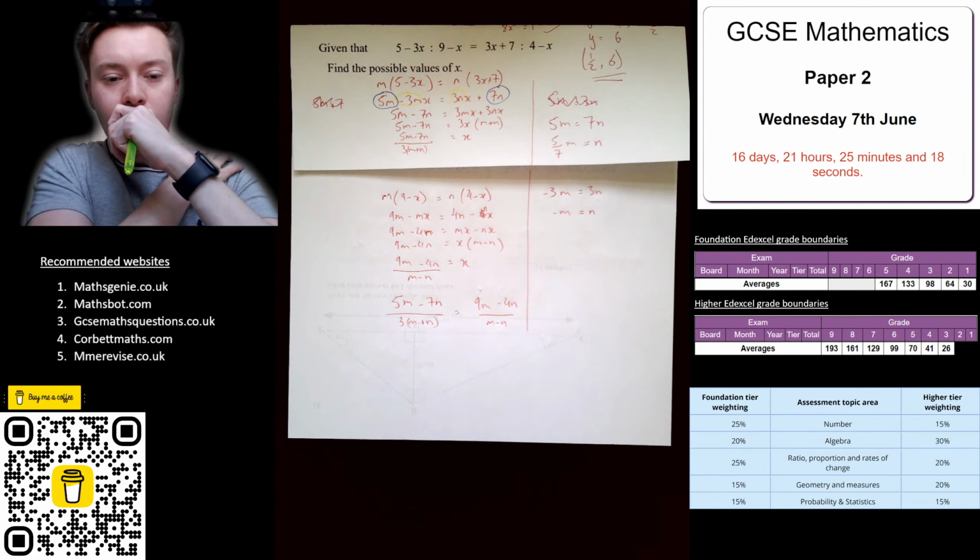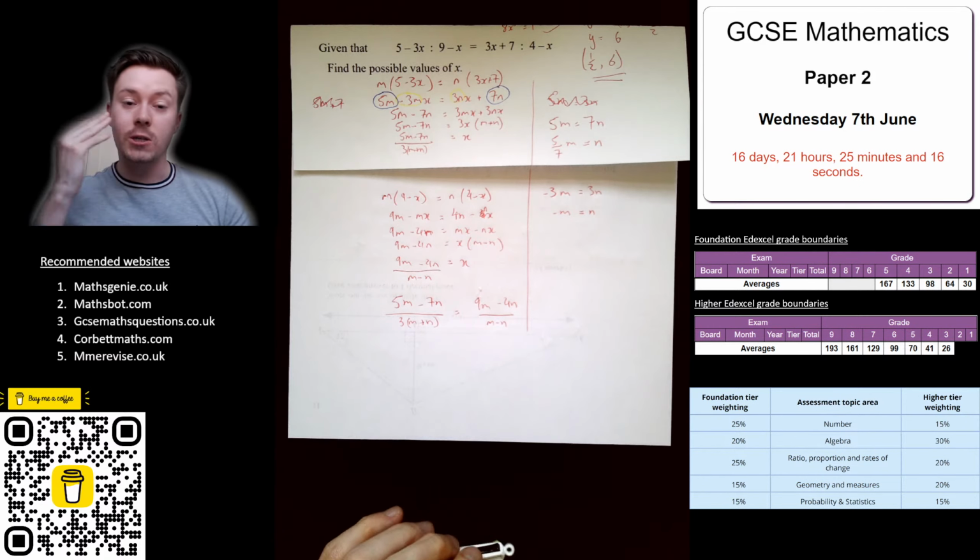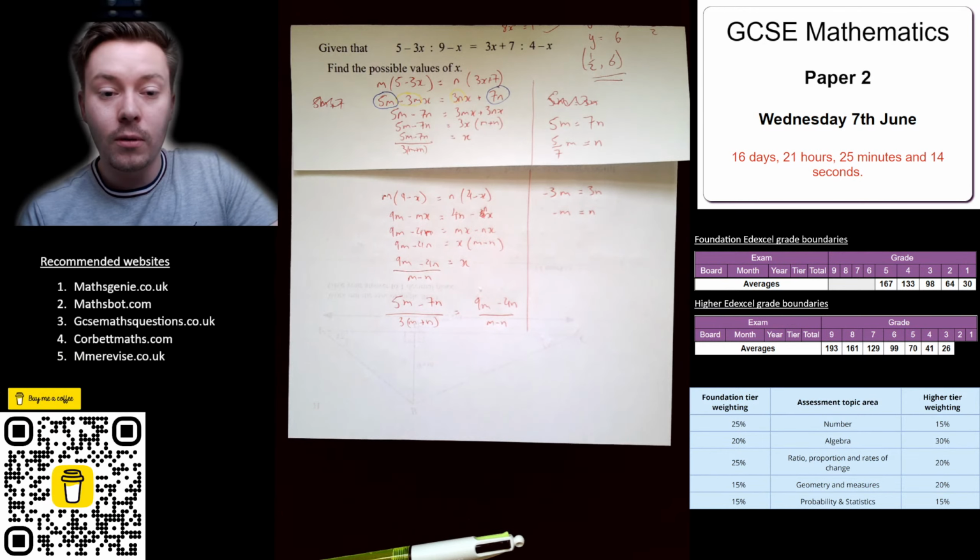Okay, what else can we do? Now with ratio questions there is always some trial and error you can do, but that's not the method I want to use.